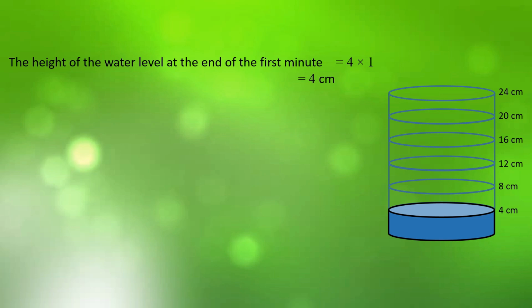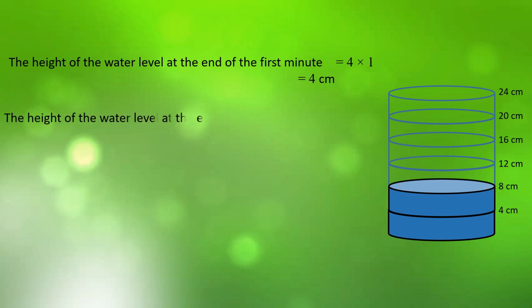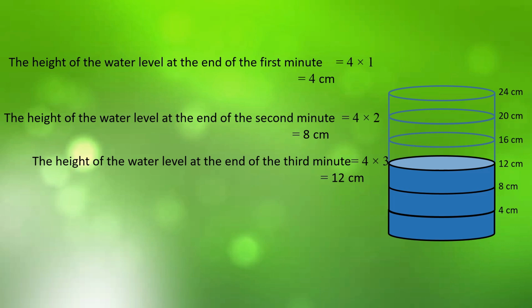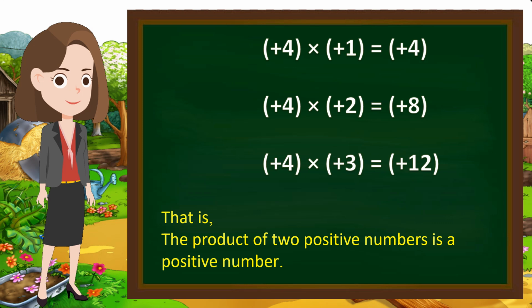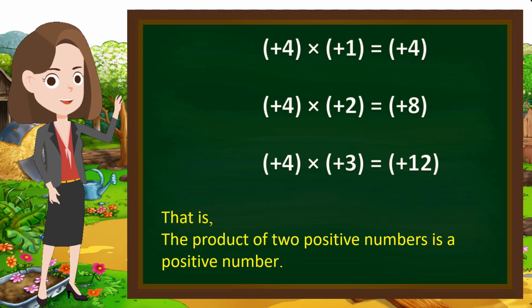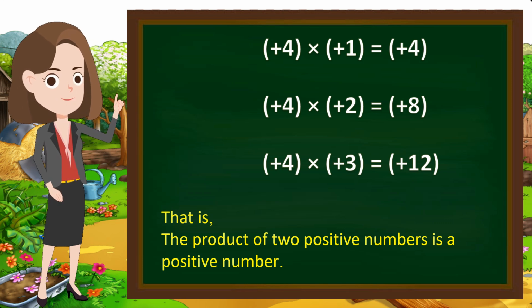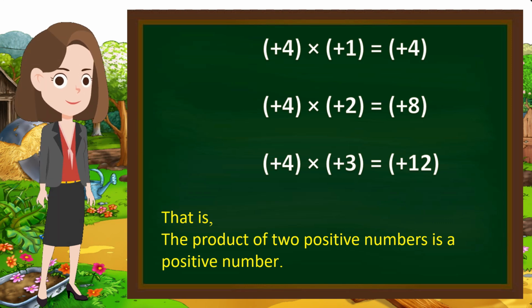My dear children, at the end of the second minute, the water level in the tank is 8 centimeters high. Accordingly, at the end of the third minute, the water level in the tank is 12 centimeters high. Okay, good, my children. Accordingly, we now know that when two positive numbers are multiplied, the answer is a positive number.